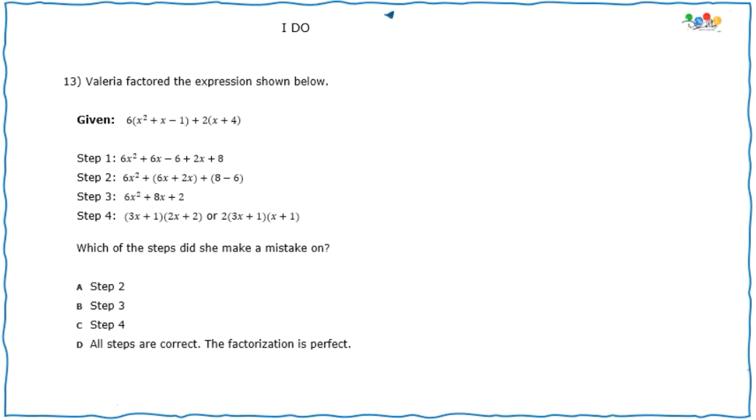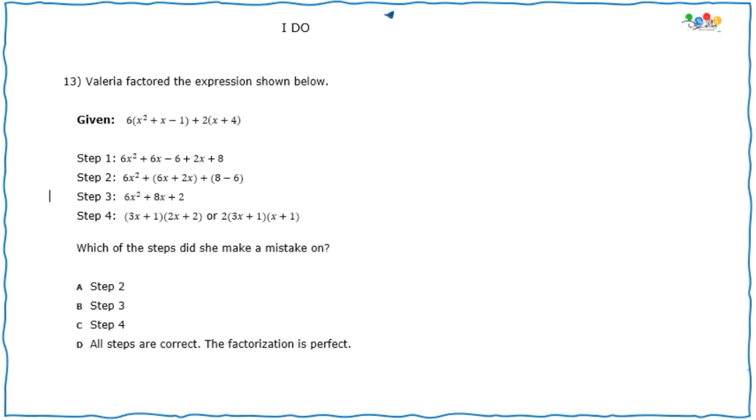Hello students, let's continue with the next problem. So the question says, Valeria factored the expression shown below: 6(x squared plus x minus 1) plus 2(x plus 4). And they're asking which of the steps she made a mistake on. So basically they want to know whether you think she did the problem correctly or not, right?